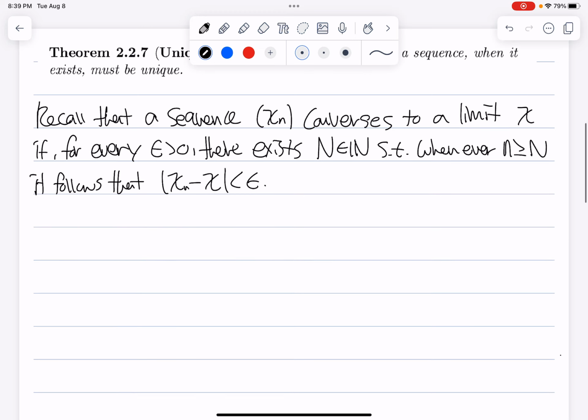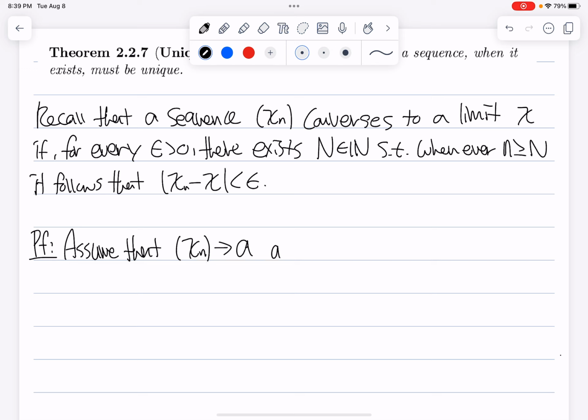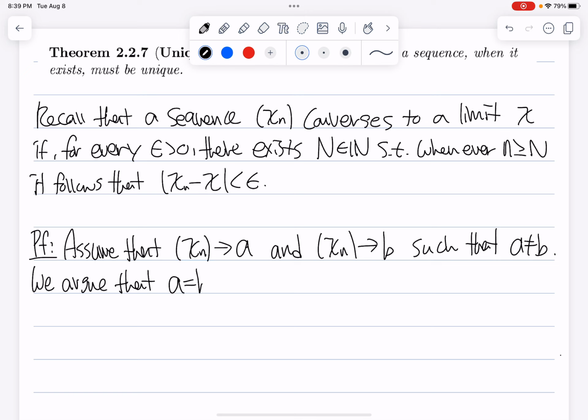So the proof goes like this. Assume that xn converges to a and xn converges to b such that a is not equal to b. So we are going to assume that a sequence converges to two limits that are not equal. We argue that a equals b must be true by forming a contradiction when we assume that a is not equal to b. All right.